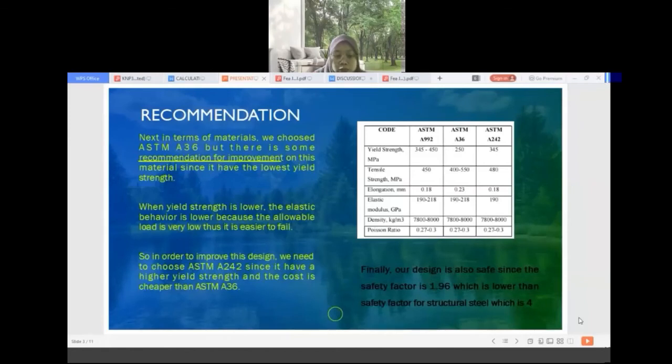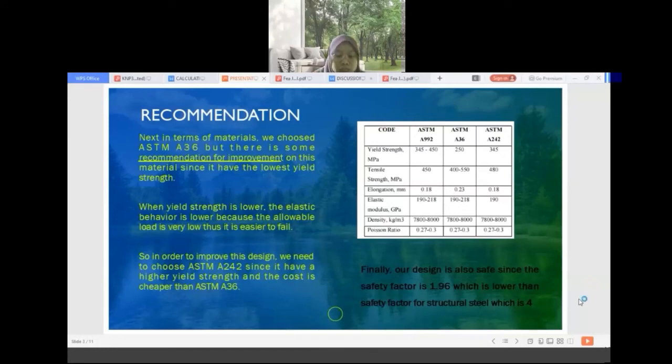Next, in terms of materials, we choose ASTM A36, but there is a recommendation for improvement on this material since it has the lowest yield strength. When yield strength is lower, the elastic behavior is lower because the allowable load is very low, thus it is easier to fail. So in order to improve this design, we need to choose ASTM A242 since it has a higher yield strength and the cost is cheaper than ASTM A36.